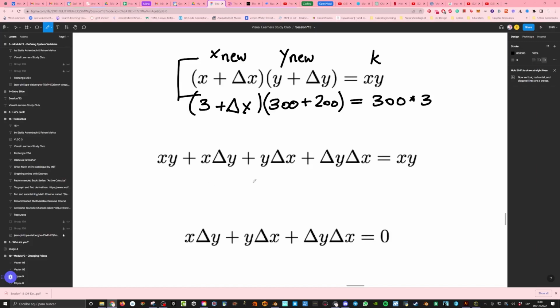So we have 900, which is equal to K, like on the right side, right? 300 into 3 will be 900. Y new will be 500. Correct? Yeah. And then we have 3 plus delta x, we don't know what to do about it right now. Yeah. This is the current.